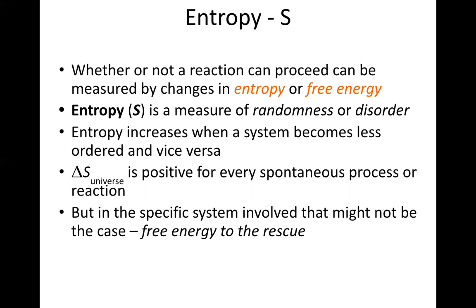It can be measured in changes in entropy. Entropy is a measure of randomness, of disorder, of chaos. Entropy increases when a system becomes less ordered and vice versa. The change in entropy of the universe is a positive number for every spontaneous process or reaction. But in the specific system involved, that may not be the case. And for that reason, in living organisms, we use another term, free energy. We use the term free energy to measure whether a process is spontaneous or not.